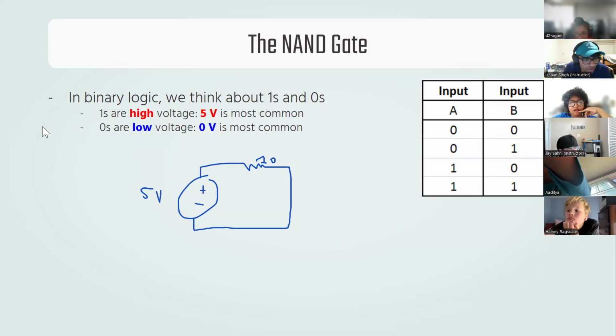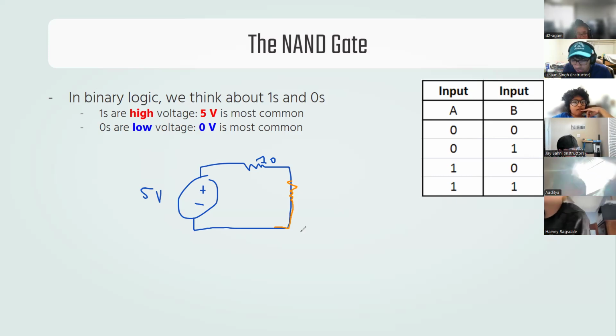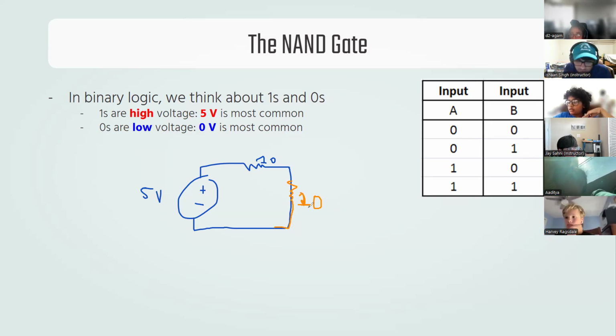But what if I wanted to add another 10 ohm resistor? Say I have a second light bulb I want to power. Well, I want to add that resistor right there. But now I have another 10 ohm resistor. So now the current flowing through the circuit is less. Now there's 0.25 amps flowing through the circuit. Okay?